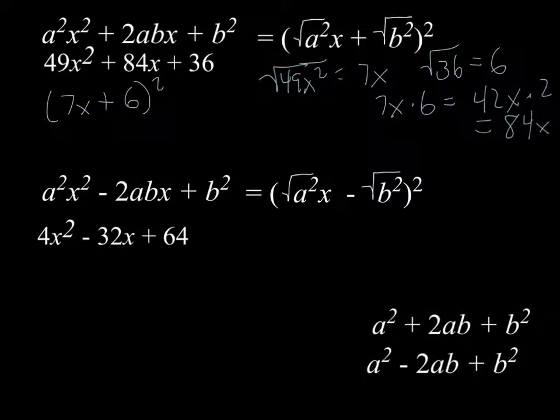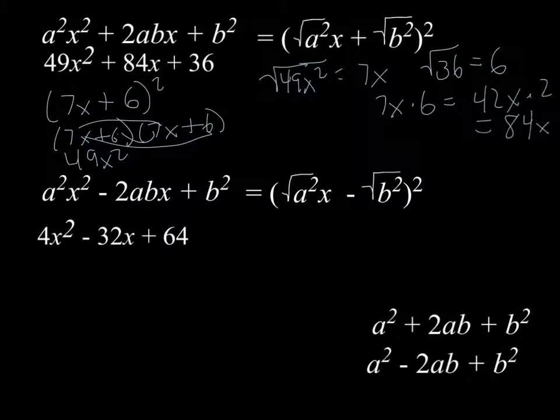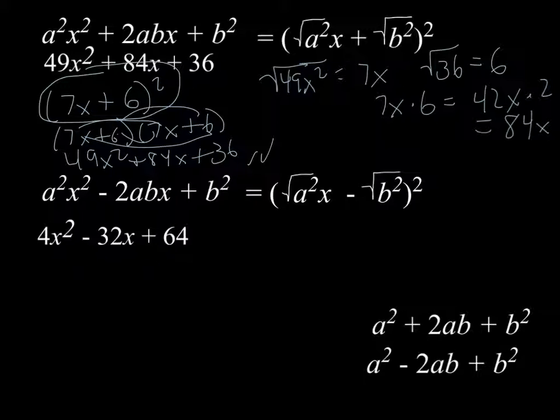If we go to FOIL that, we should get back the same answer. It'll help us double check to make sure we've got this. 7x times 7x, 49x squared. 7x times 6 is 42x. 6 times 7x is 42x. You do get that 84x in the middle. And 6 times 6 gives you the 36. So it does double check as being the correct answer. So this would be our answer.